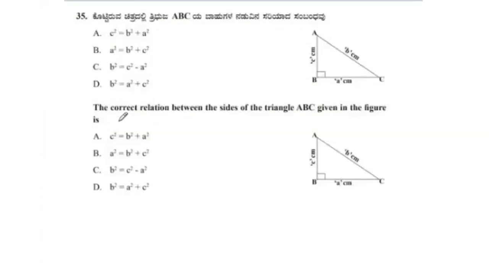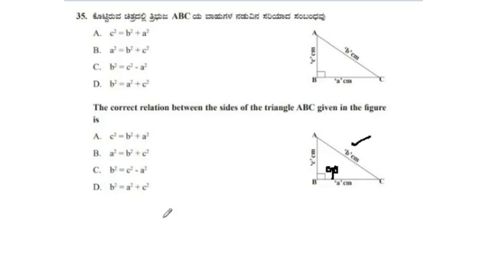35th question. The correct relation between the sides of the triangle ABC given in the figure is. So this is a right angle triangle, because this mark is a right angle mark, which is nothing but 90 degrees. It is a right angle triangle. You have to use the Pythagoras theorem.